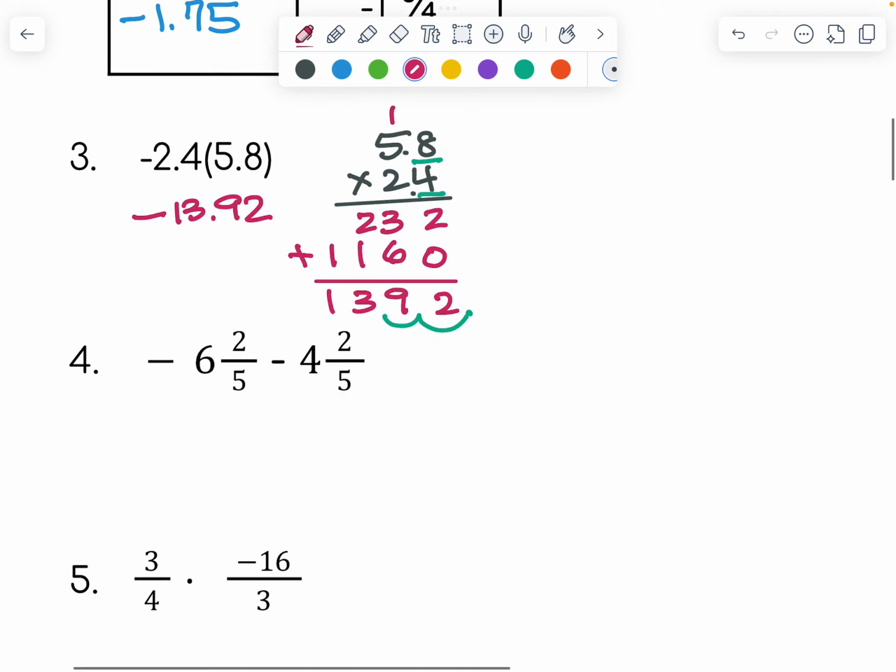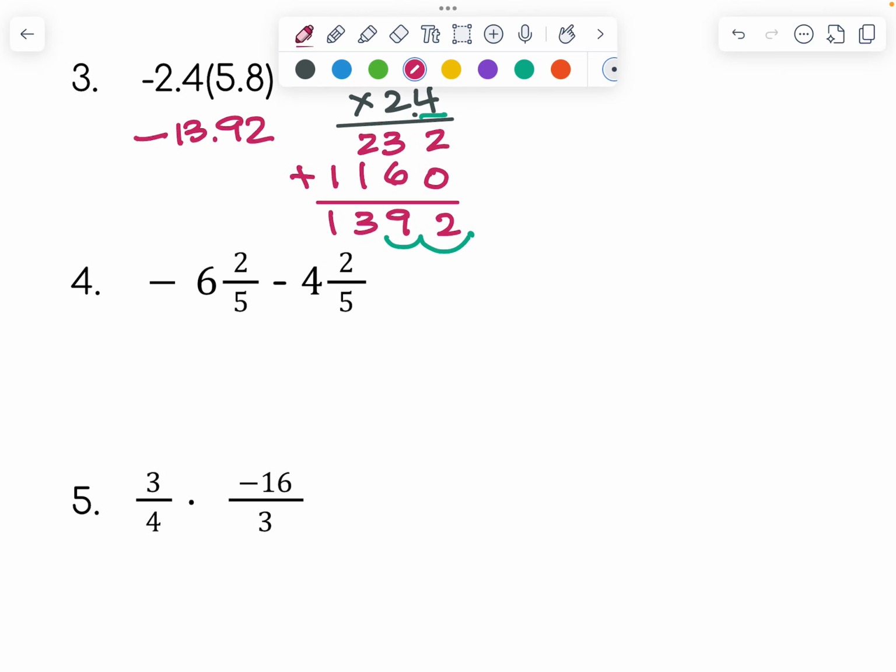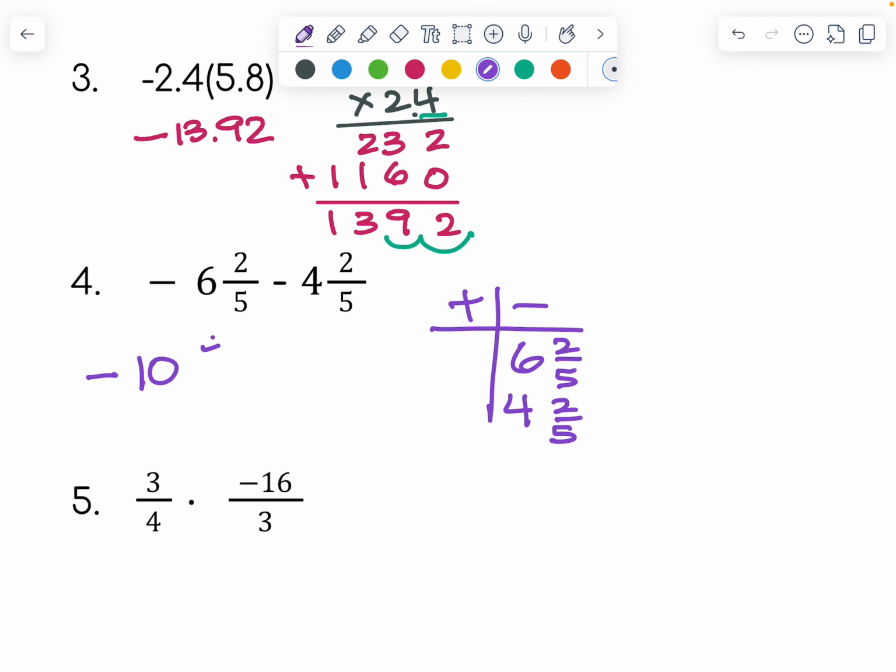All right, let's look at the next one. If I were to put these in a scoreboard, I'd have a negative 2/5 and a negative 2/5 again, 4 and 2/5. All right, so definitely, the negatives are going to win. I'm going to combine all their scores. So 4 plus 6 is 10. And 2/5 plus 2/5 is, isn't that 4/5?